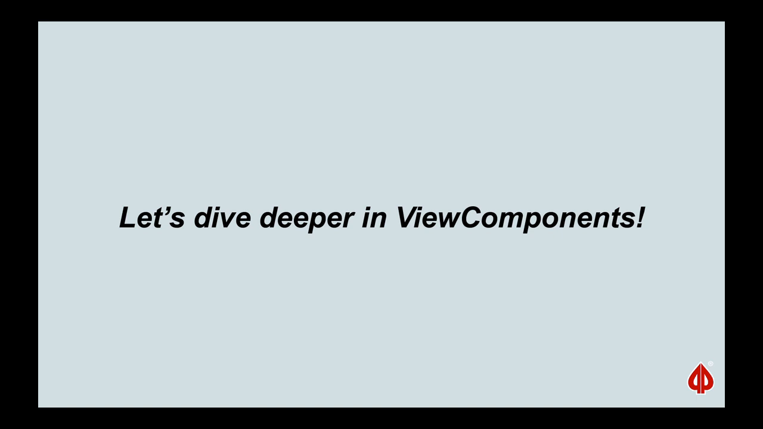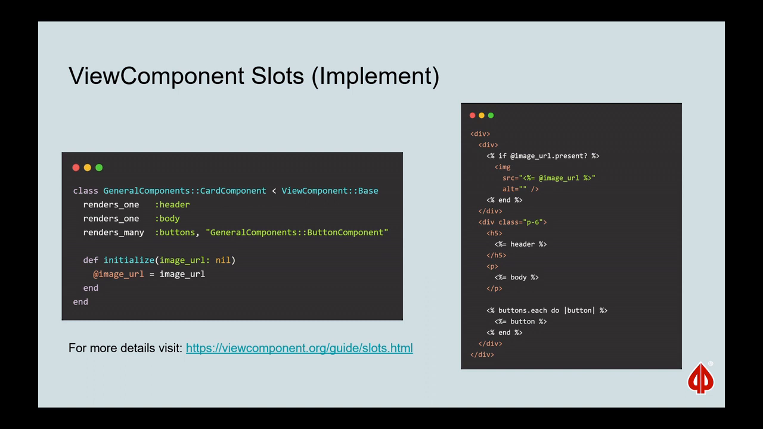We're going to get deeper into view components. Another cool thing that you can use in view component is slots. So you can pass code or part of your application, I mean your HTML, as a slot to your view component. So how does it work? You can add renders_one. So you tell view component to renders_one header, and you can tell renders_one body, or you can render many buttons within a component.